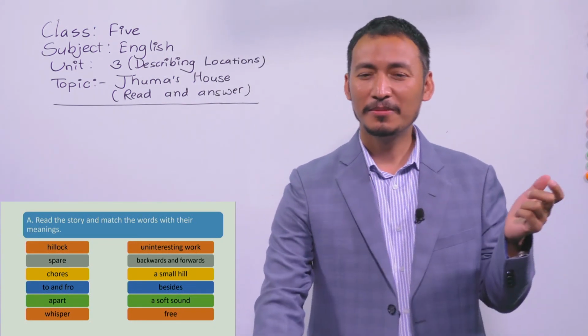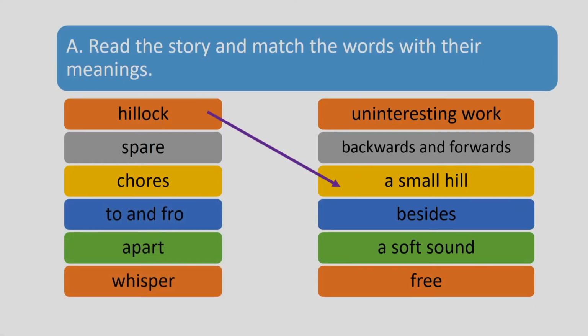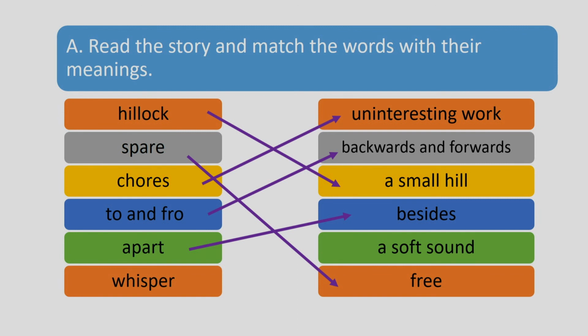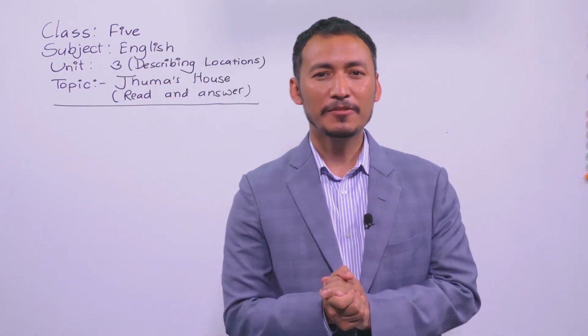Okay, hillock. What is this word? Yes, a small hill, definitely. And spare means free. Yes, that's correct. Chore, it's uninteresting work. And to and fro, backwards and forwards. Apart, it's besides. Whisper, it's making a soft sound. Right, students? Okay, students, we have another exercise from your book.